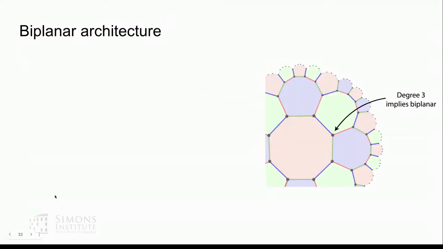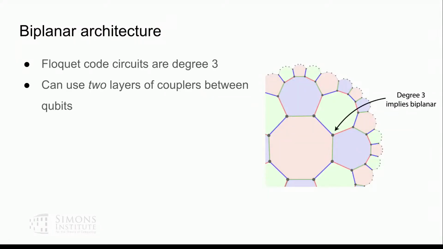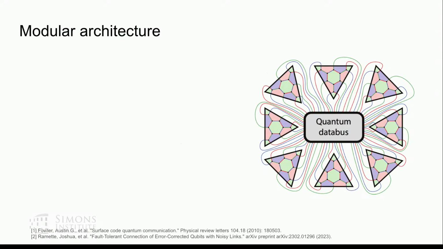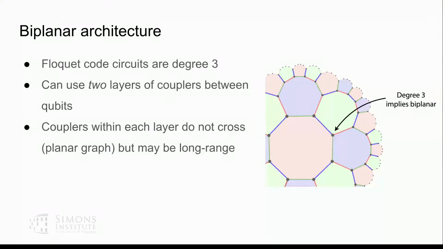And so just directly applying it to Floquet codes, we see that since they have degree 3, that immediately implies that they can be fit into a biplanar architecture. So you can just use 2 layers of couplers between qubits. And that also applies to the subsystem hyperbolic codes as well.